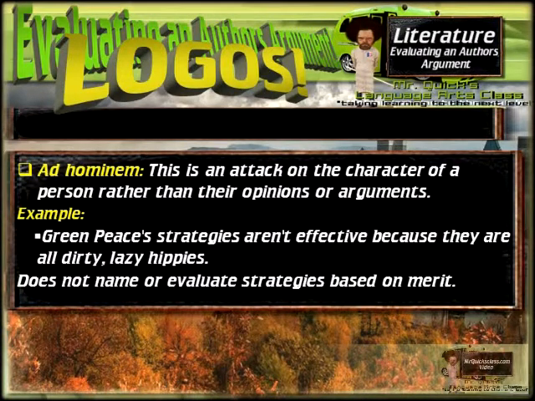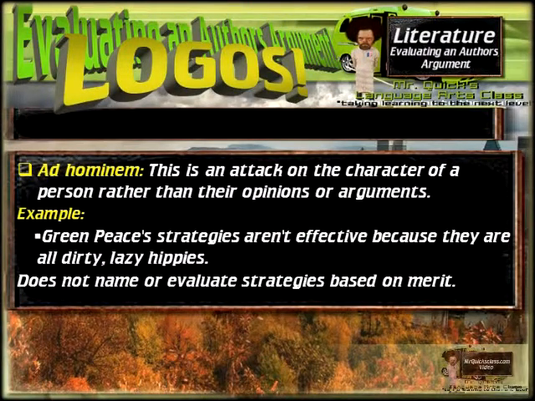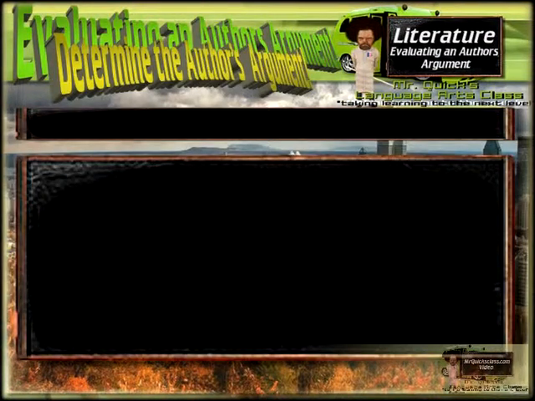Ad hominem. This is an attack on the character rather than dealing with the argument that that particular person has posed. For instance, Greenpeace's strategies aren't effective because they are all dirty, lazy hippies. I mean, you didn't deal with their strategies and how their strategies aren't good. All you did is say, well, they're bad people, so their strategies must be bad, and that is not going to properly support an argument. Your reasoning is not good. Okay.